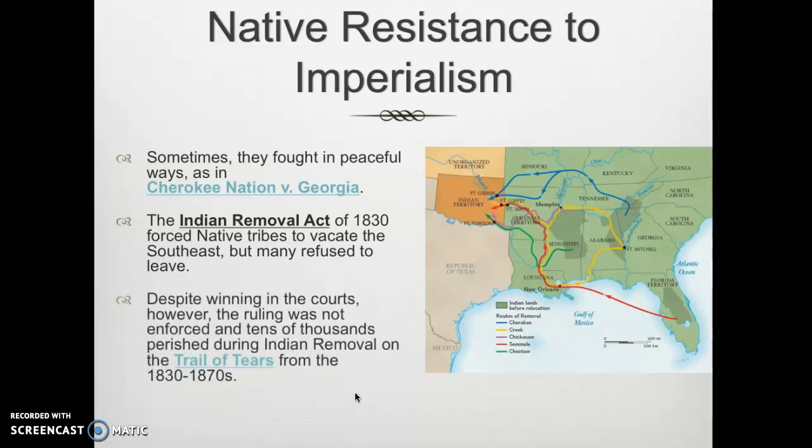But the president, Andrew Jackson at the time, refused to actually enforce the court ruling and ordered the military to move them out anyway. And this precipitated what is known as the Trail of Tears. For about 40 years, natives were forcefully moved out of the territories in the southeast, and tens of thousands died, including over a quarter of the entire Cherokee population.